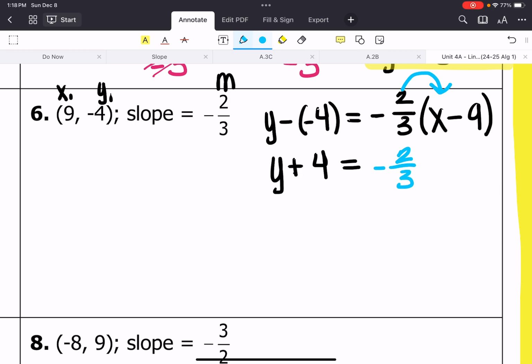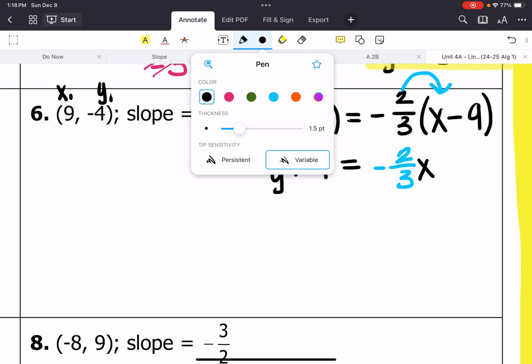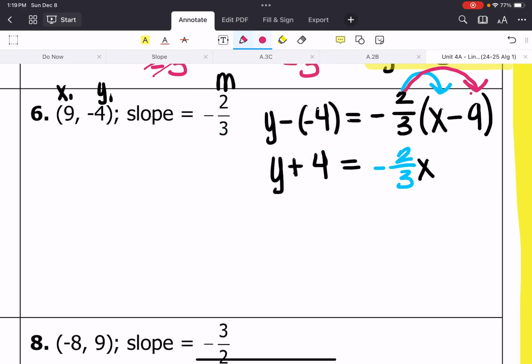Negative 2/3 times x just gives you negative 2/3 of x. And then negative 2/3 times negative 9 gives me positive 6. Because notice how they are both negative. Now, we want to get y by itself. So to isolate y, we have to get rid of the 4. If I'm adding 4, the opposite is going to be to subtract 4. And what you do to one side, you do to the other.